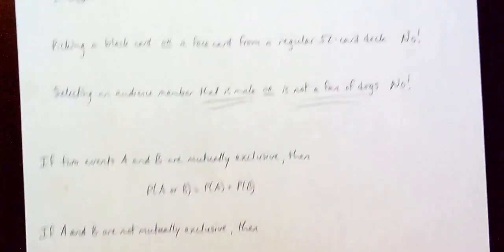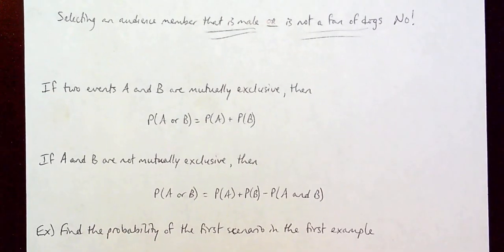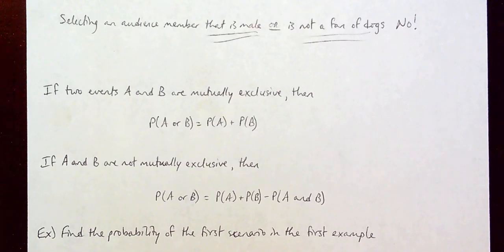So now on to calculating those probabilities. If the two events, A and B, are mutually exclusive, then finding your probability is really, really nice. Then the probability of A or B happening is simply the sum of the probability that A happens and the probability that B happens. Very simple, very straightforward. P of A or B, P of A plus P of B.